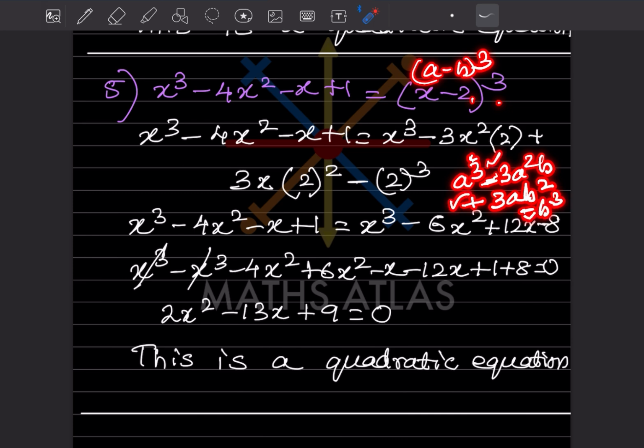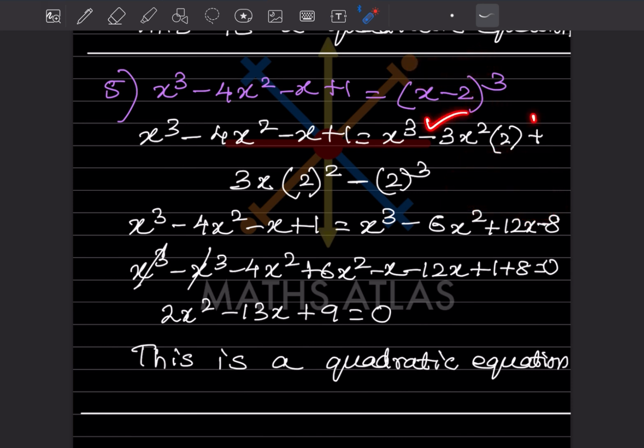What you have to remember. When there is (a plus b) whole bracket cube means everywhere there should be plus. And here when there is minus, you have to write here alternate. This will be minus, plus, minus. So can you see here? Minus, plus, minus. So the rest all is the same. So you can remember, you can write down the formula for that.